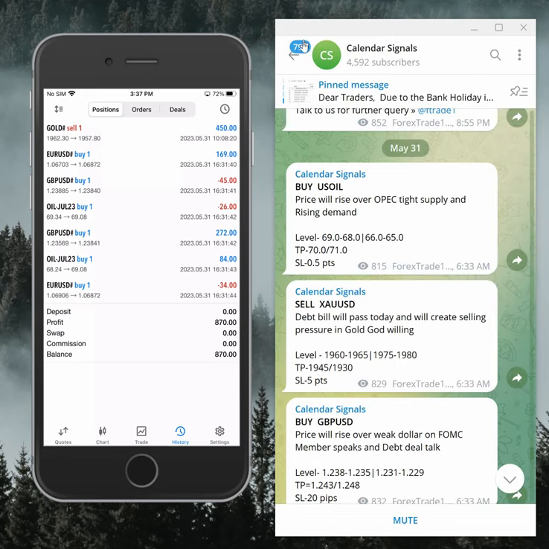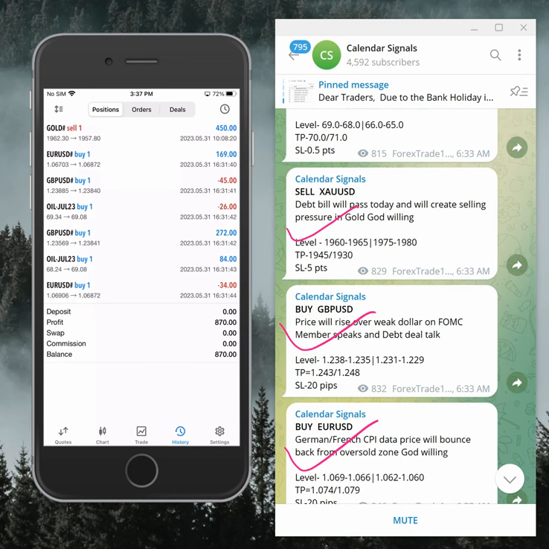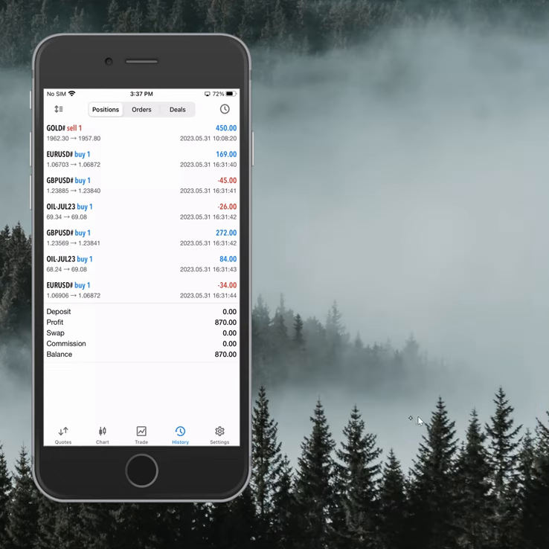And today's date, 31st of May. Today we give these following signals: buy oil, sell gold, buy GBPUSD and buy EURUSD. These signals we posted today.